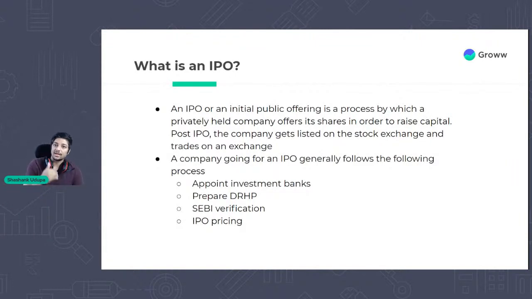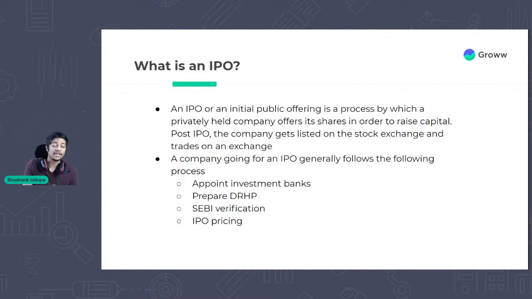Now, for doing an IPO, there are a few rules, regulations and procedures that each company has to follow, right? The first thing is they have to appoint an investment bank or an investment banker, because they will help you do this entire process of IPO. Then you need to prepare something known as DRHP, the draft red herring prospectus. DRHP is basically a big document that outlines what this company wants to do. Right, it's a draft, and this draft has to be submitted to SEBI.